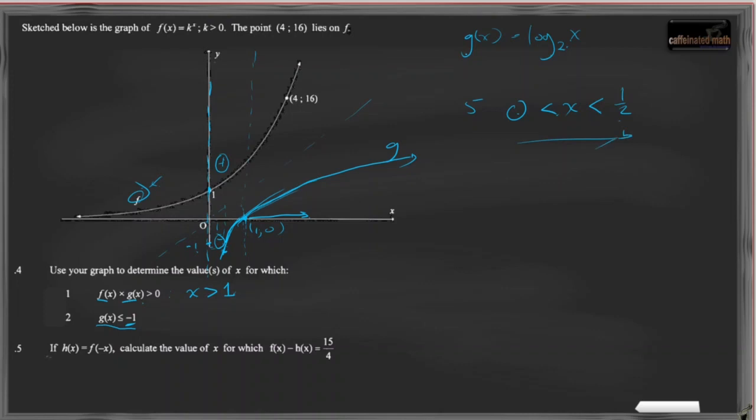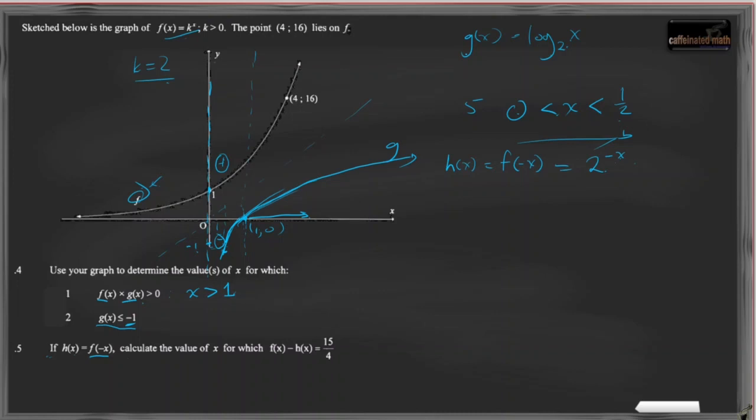If h of x is equal to f of negative x, calculate the value of x for which f of x minus h of x is equal to 15 over 4. Well, first, let's get h of x. h of x is what they say, f of negative x, which is just going to be equal to 2 to the power negative x, because k's value, as we determined, is 2. So we can just sub a 2 in there, and then the x becomes negative.